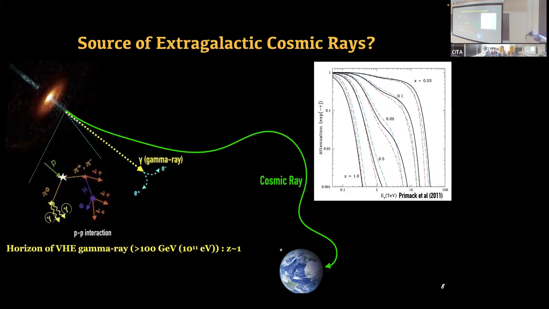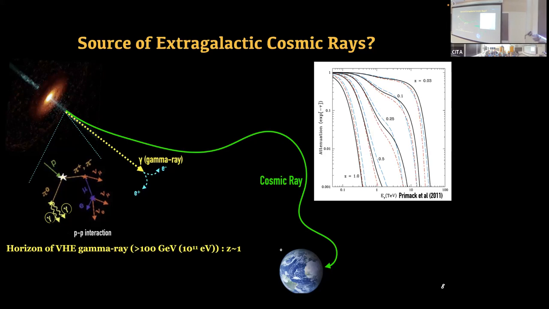But the difference is that gamma rays just cannot go very far in the extragalactic sky, because they start to have interactions with the EBL, the extragalactic background light. So any galaxy that is creating starlight, ever since the creation of stars, that light is accumulated, and then cosmic rays see that field when they are traveling.